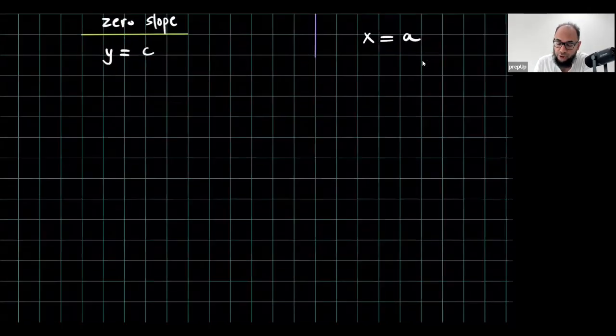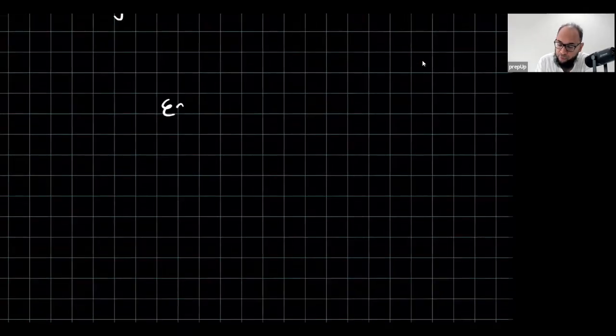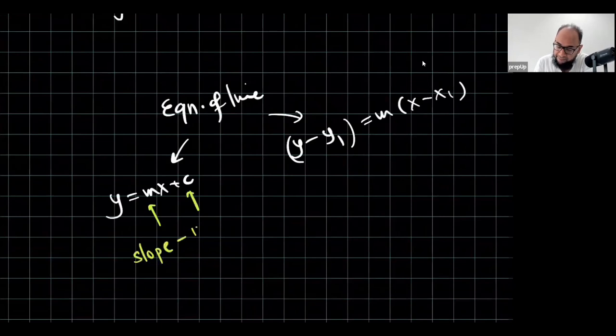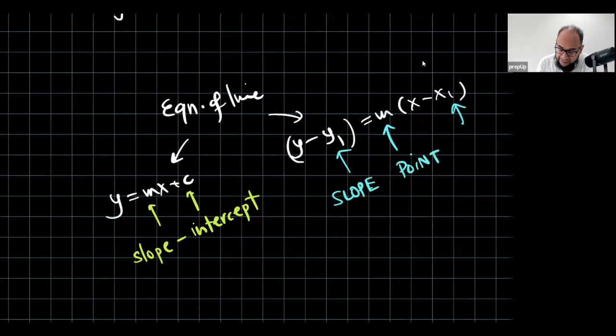So in this lecture, what we have studied is that we found the equation of a line using two different formats. y equals mx plus c, and y minus y1 equals m(x minus x1). The name for the first is the slope intercept format. And over here, yes, there is the slope, but there is the point also. So this is the slope and point format. So you can use whichever you like.